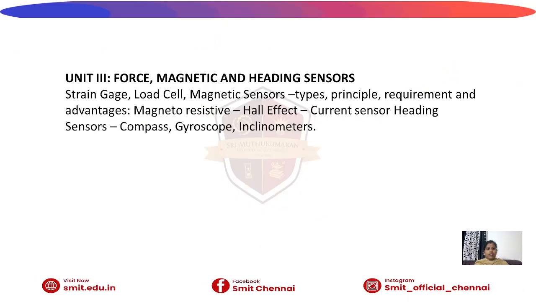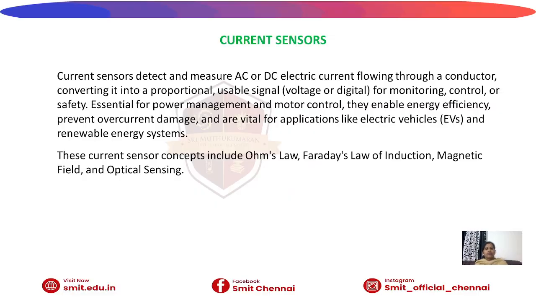Today we are going to discuss Unit 3, Part 3. The topic is current sensors. In this session we will discuss the current sensor. A current sensor detects and measures the AC and DC electric current flowing through a conductor, and converts it into a proportional or usable signal for monitoring, control or safety.